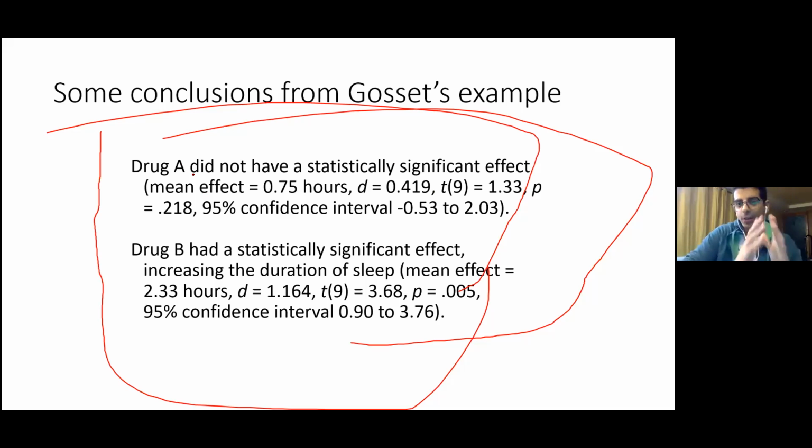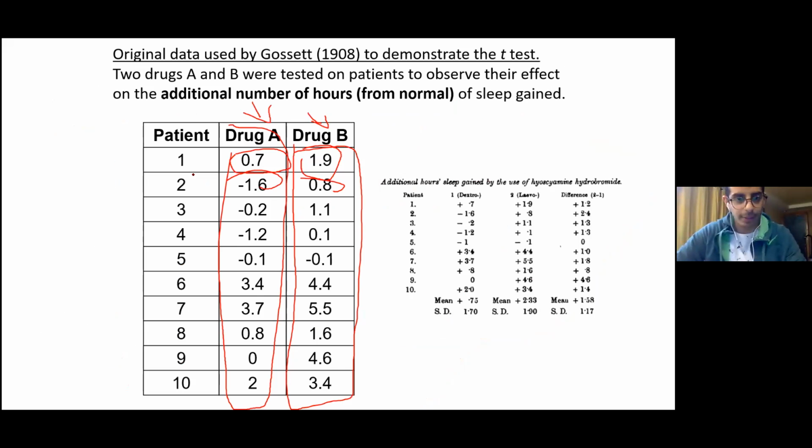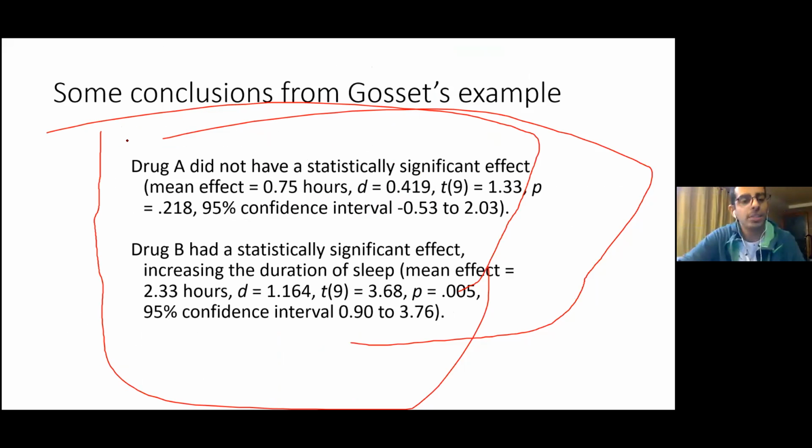So here, what happened is, I'm just going to go back to this. He's comparing drug A to 0 and drug B to 0. He's not comparing drug A to drug B. Very important to make that distinction. So here we have one statement on drug A and one statement on drug B. So let's start with drug A.